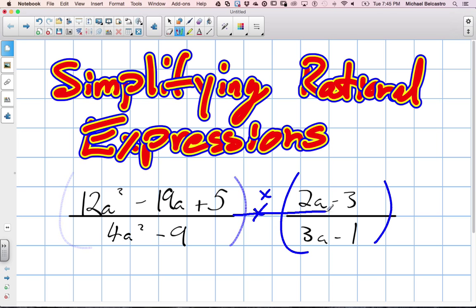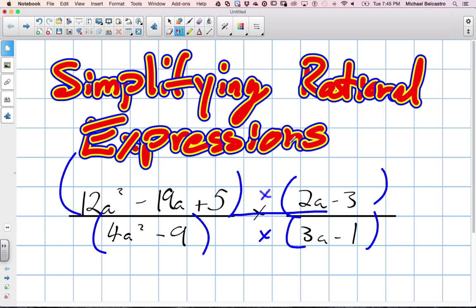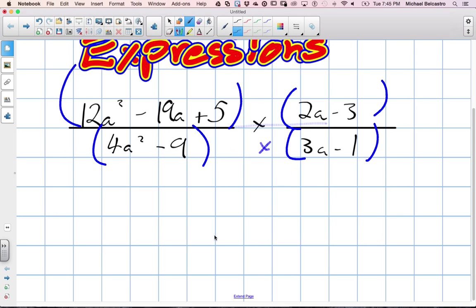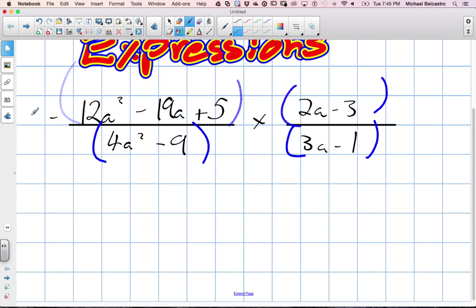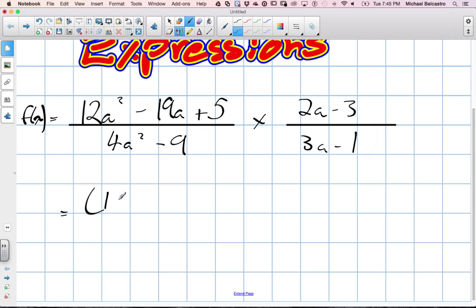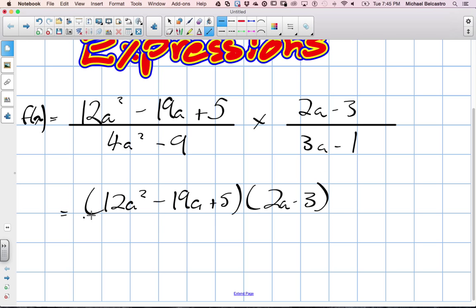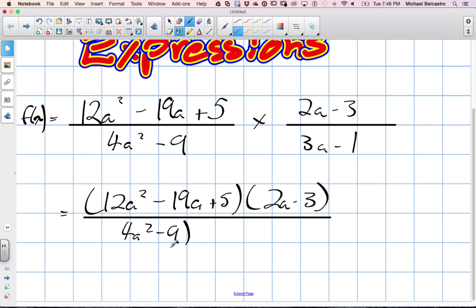You can put a times and I can put everything over, because when you multiply fractions, you do the top by the top and then the bottom by the bottom. So I'll make this one confined question. Say the function f of x is equal to that. So we get, I'm going to put brackets around just so we know to multiply, 12a squared minus 19a plus 5 times 2a minus 3. All of that's divided by, same idea, 4a squared minus 9 times 3a minus 1.